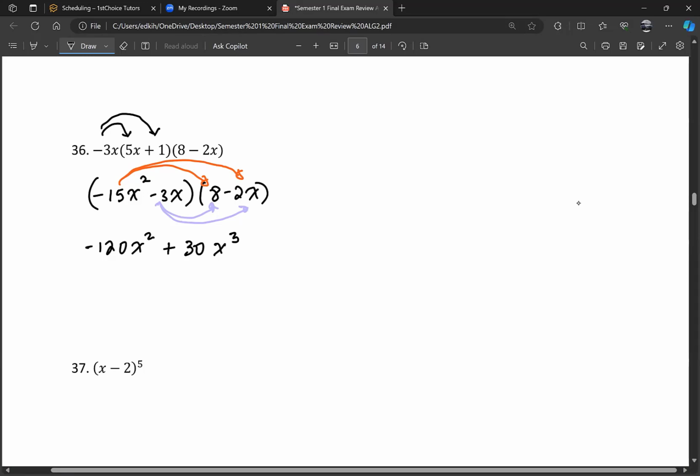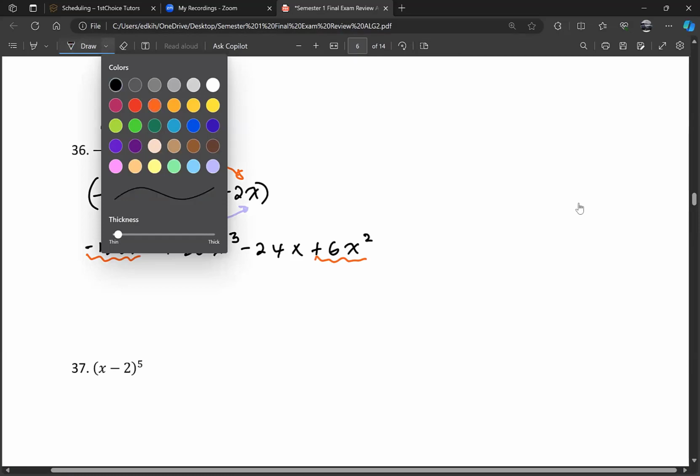And let's do the purple ones. Negative 3x times 8 is negative 24x. Negative 3x times negative 2x is positive 6x to the second. Again, we're at the point where we need to combine like terms. Notice this guy here and that guy are both x squared, so those are like terms. We need to combine them.